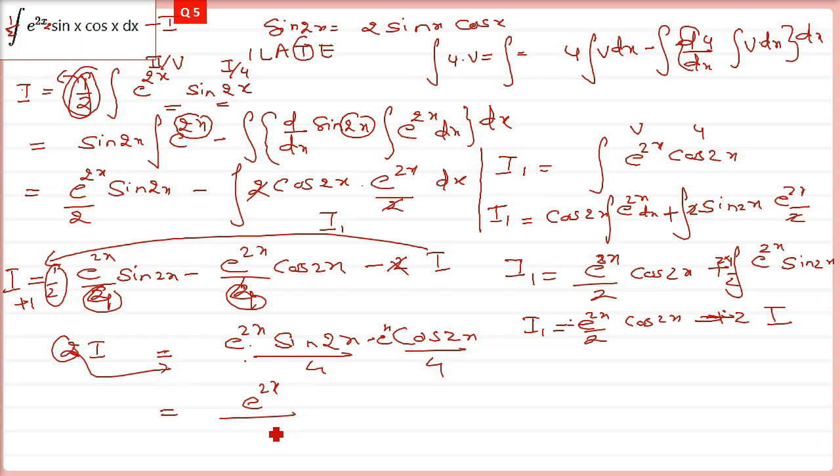So you can bring this 2 in the denominator, it will become 8. So you can take 8 common, e raised to x common. Whatever is inside, sin 2x minus cos 2x, will remain inside. So this will be I. This is plus constant of integration. That is your final result.